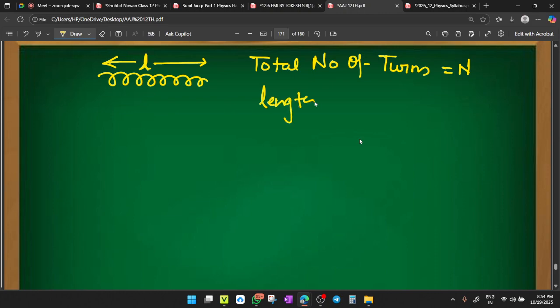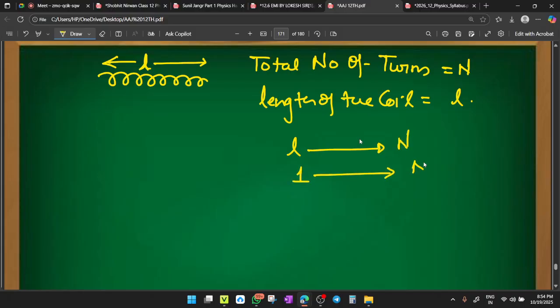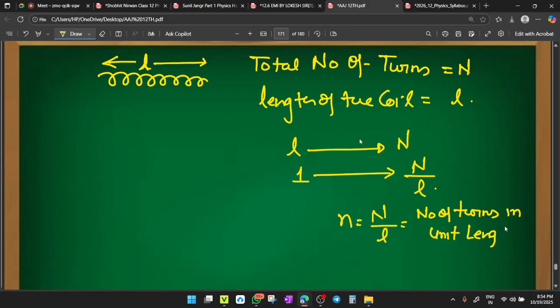Length of the coil equals to a small l. So l length will contain N turns. So unit length will contain N by l. So this is equals to small n. Small n equals to N upon l, means number of turns in unit length. Understood?